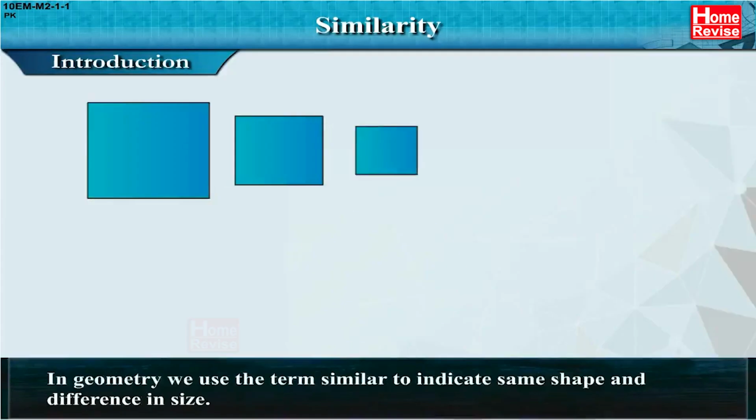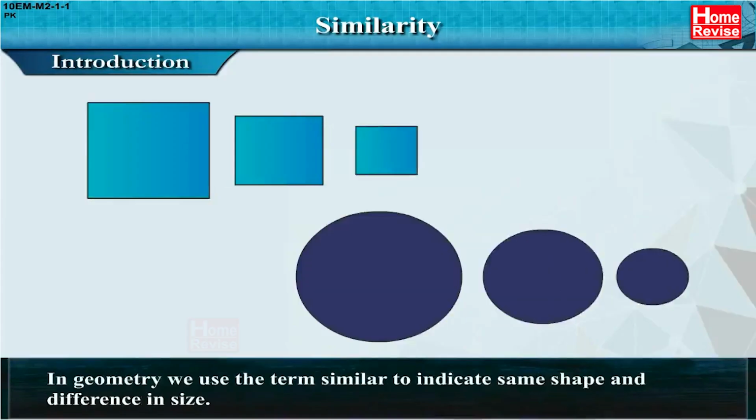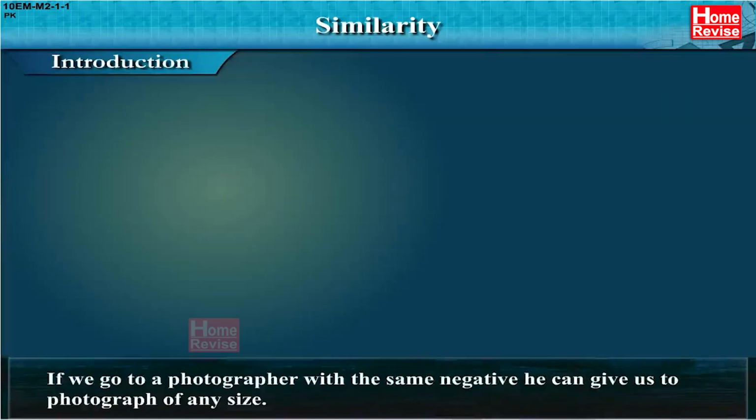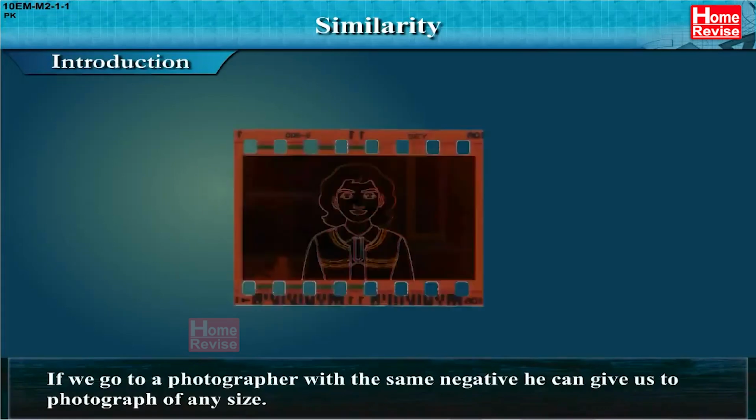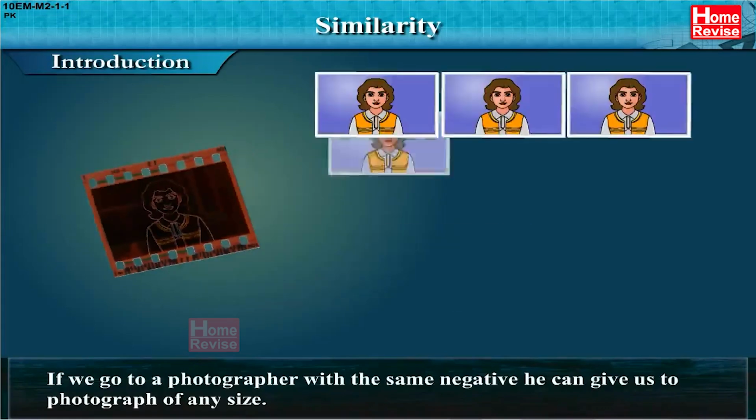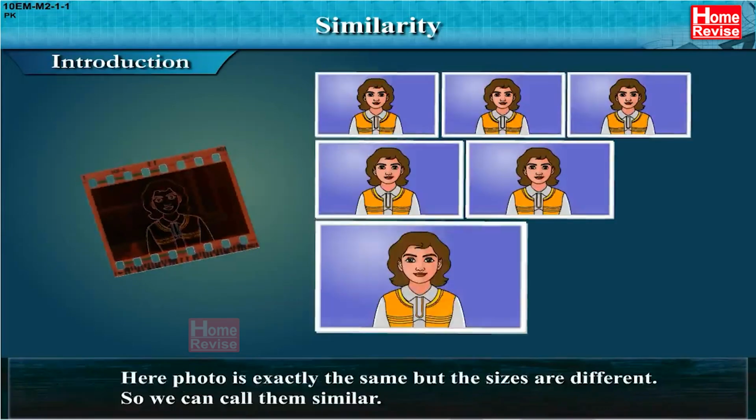In geometry, we use the term similar to indicate same shape and difference in size. If we go to a photographer with the same negative, he can give us two photographs of any size. Here, the photo is exactly the same, but the sizes are different. So we can call them similar.